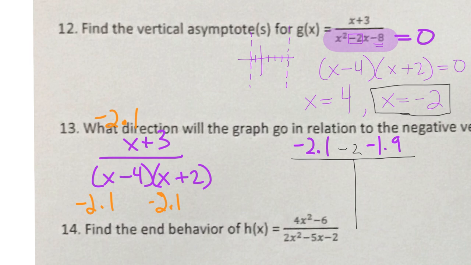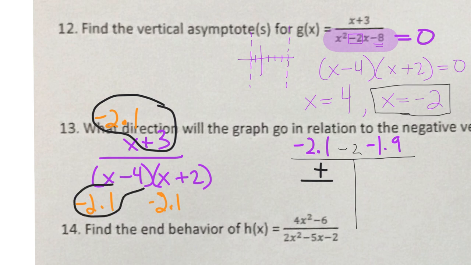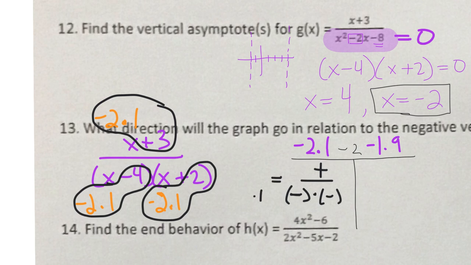Right? So if I were to think in my brain, okay, what is -2.1 plus 3? I would say that's a positive number, 0.9. And then if I do -2.1 minus 4, well, that's definitely a negative number, times -2.1 plus 2, well, that's another negative number. So on the denominator, a negative times a negative is a positive, and a positive divided by a positive is a positive. So on the left side, my graph should be going up because I get a positive value.